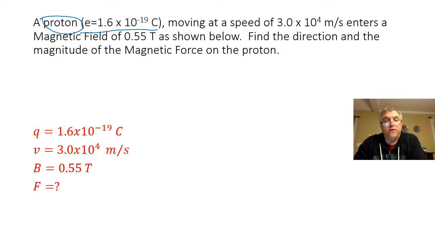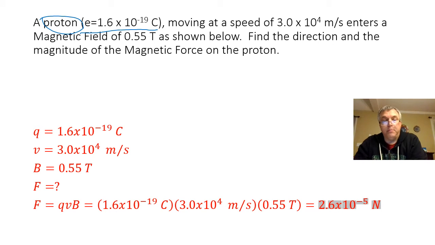So to find the magnitude of the force, I need to use F equals QVB. It's already solved for my unknown, the force, so I don't need to do any rearranging. I just need to plug my known values for charge, velocity, and magnetic field into the equation. When I do that, I get a magnitude of the force of 2.6 times 10 to the minus 5th newtons.